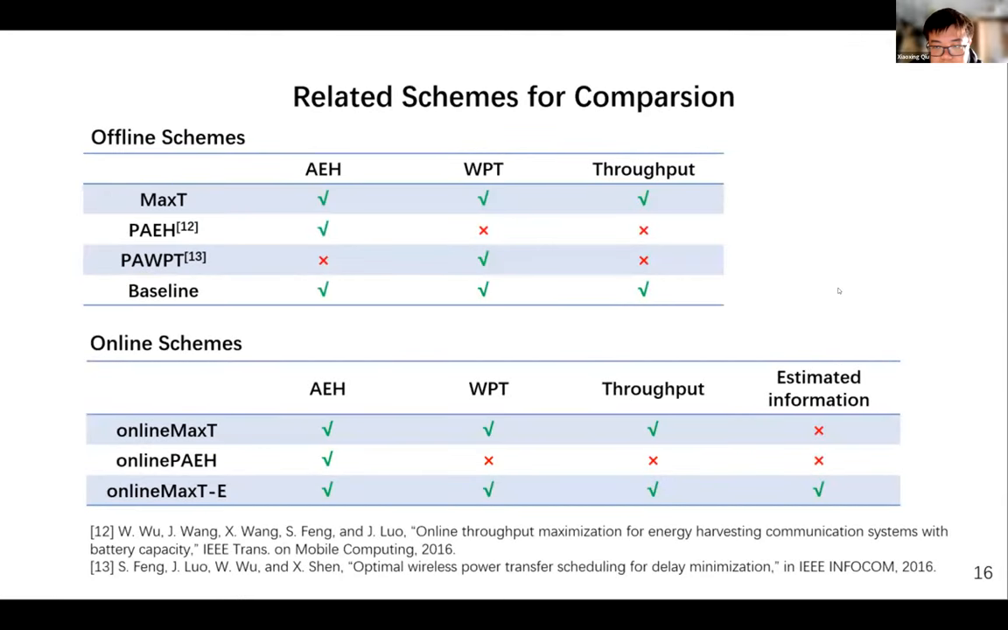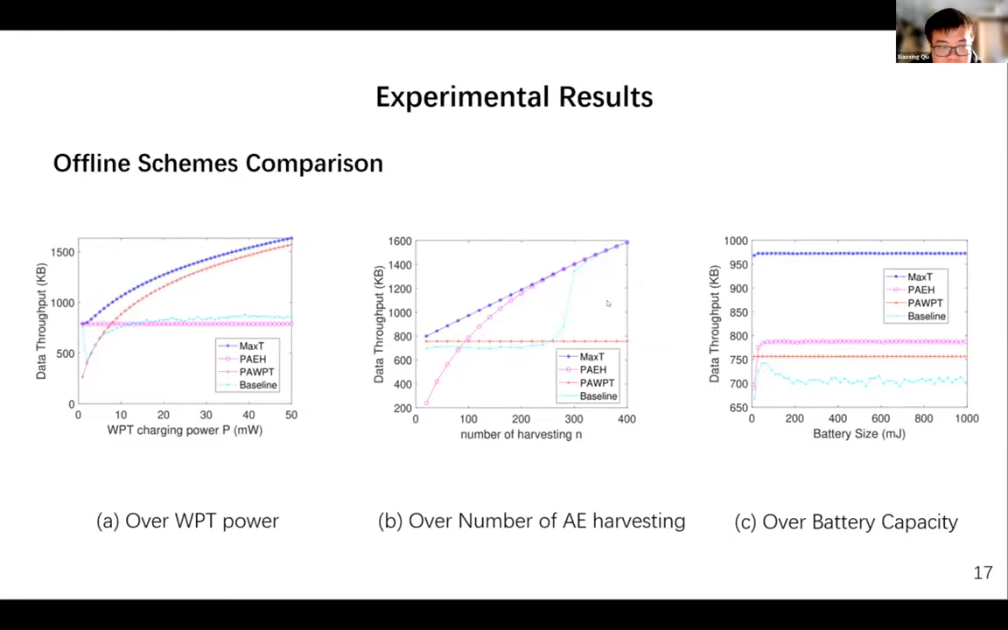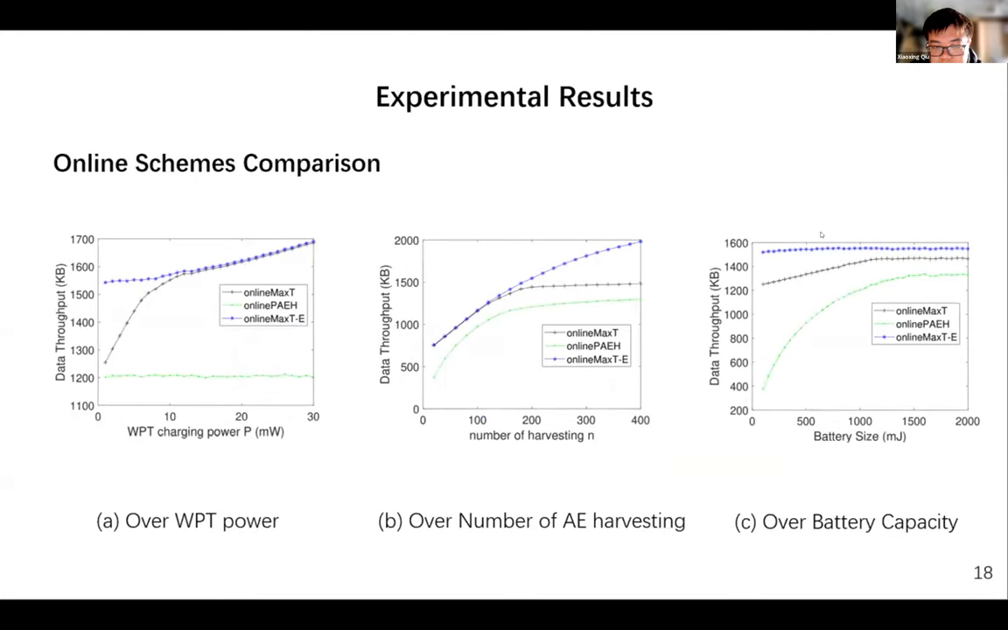In the experiment, we compare the proposed offline and online schemes with several existing modes. As the most related schemes, PAEH and PAWPT only consider ambient energy harvesting or WPT. We also proposed a baseline, which combines PAEH and PAWPT. And the results show that our proposed schemes outperform the state of the art.